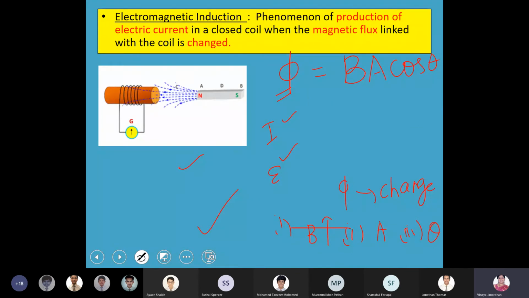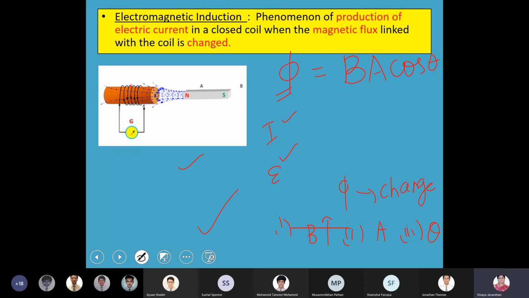Now you can see a bar magnet is moving towards the coil. So when the magnet is moving towards the coil, the number of field lines, that is your flux, passing through the coil is changing. So when the flux is changing, a current starts flowing through the coil. Such current we call induced current, and the phenomenon is called electromagnetic induction. Only when the magnet is moving.